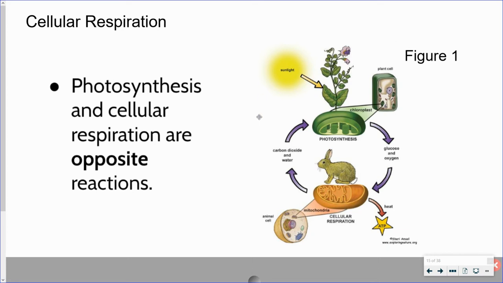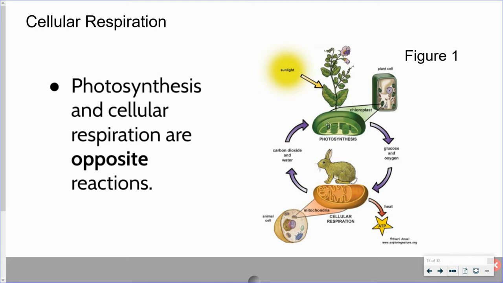We'll start at the top of this diagram with photosynthesis. Photosynthesis takes place in the chloroplasts. The chloroplasts contain a compound called chlorophyll that drives the process. Carbon dioxide and water, along with sunlight, enter this reaction. So the reactants for photosynthesis are carbon dioxide and water and sunlight.